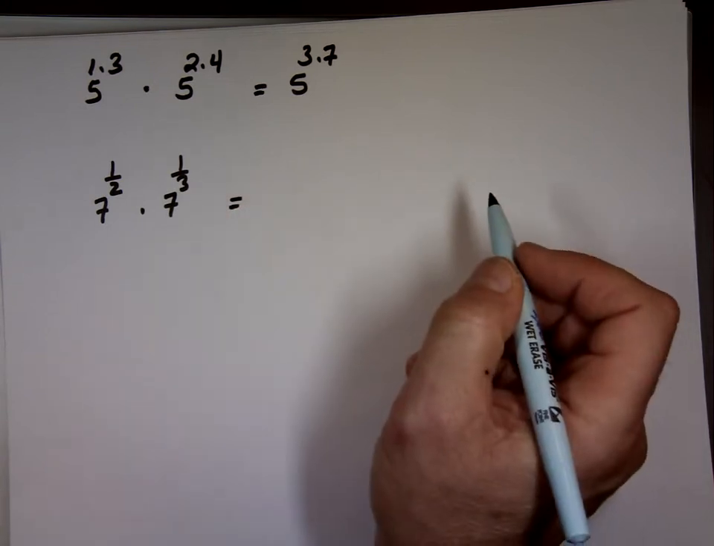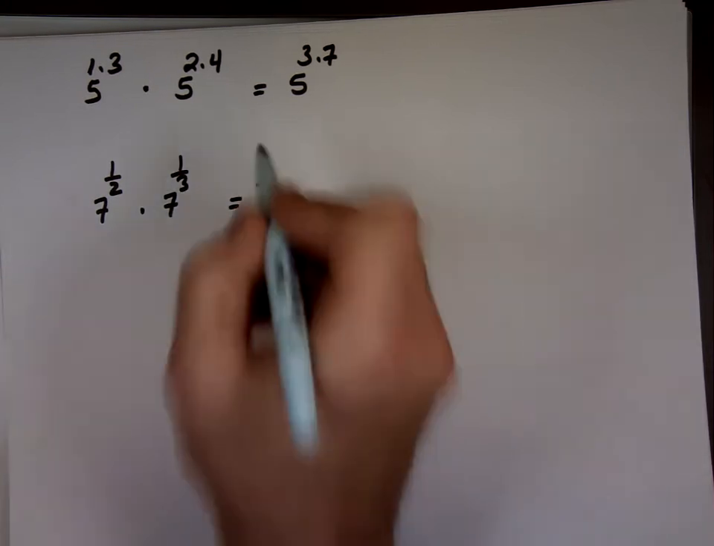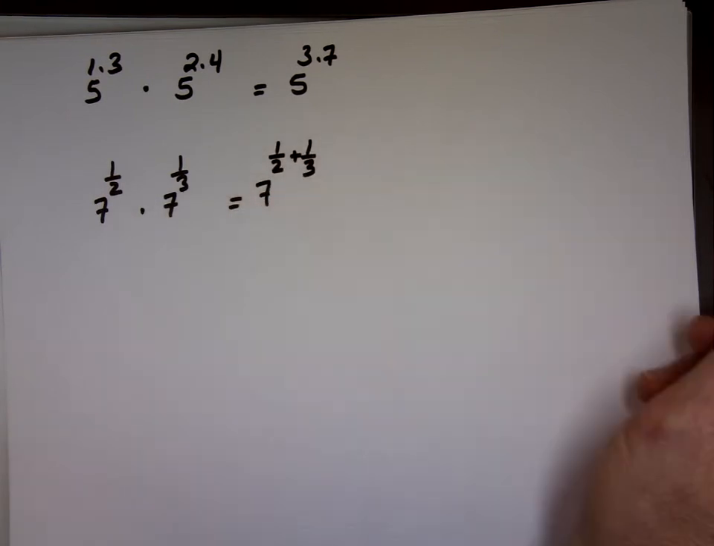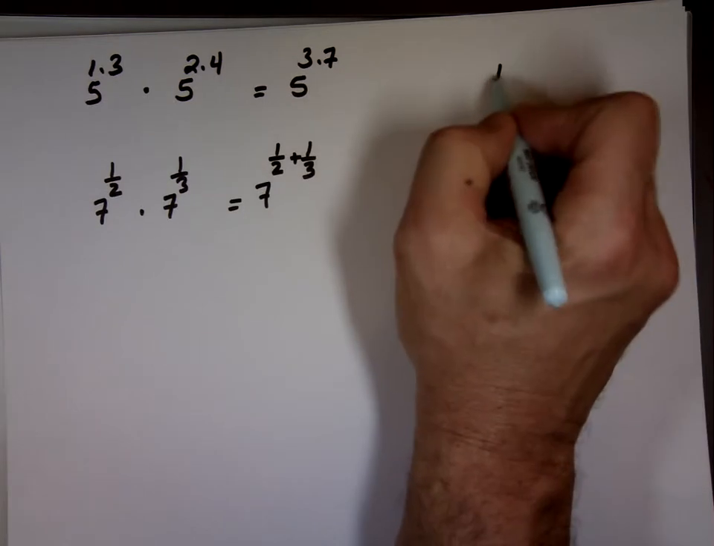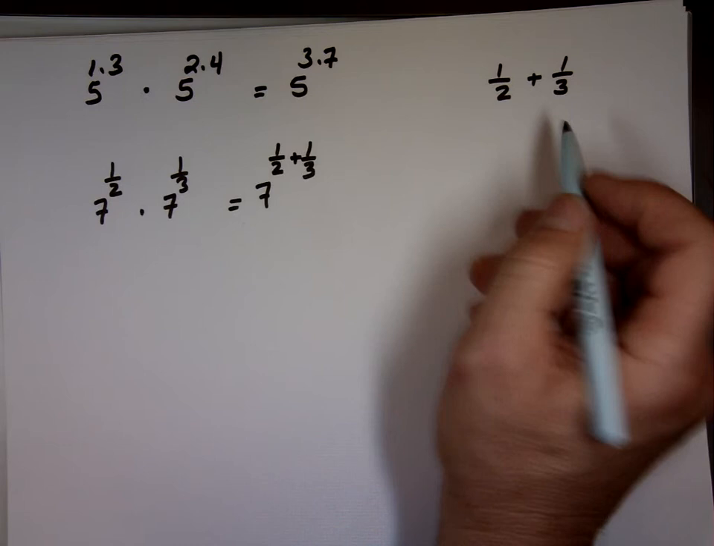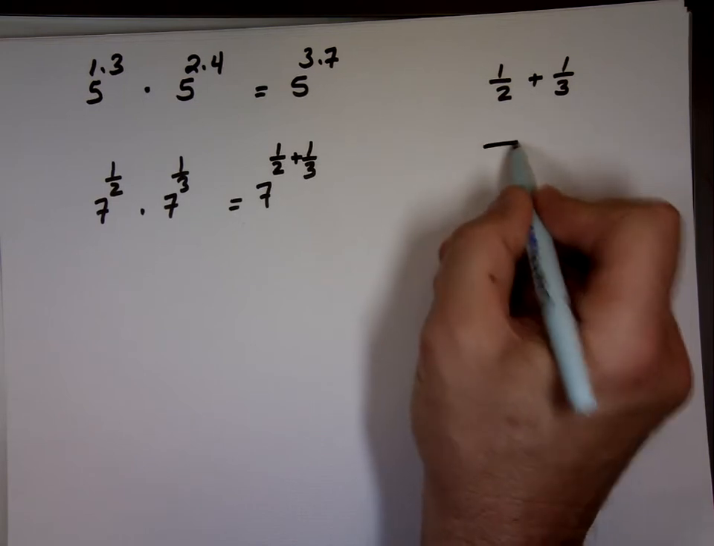Don't wait on mini. 7 to what? 1/2 plus 1/3. Go to the side and add these two numbers. Correct. First, gotta find the LCD, which is what? 6.